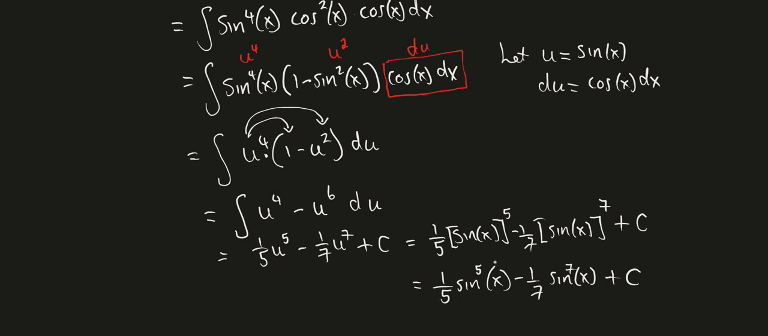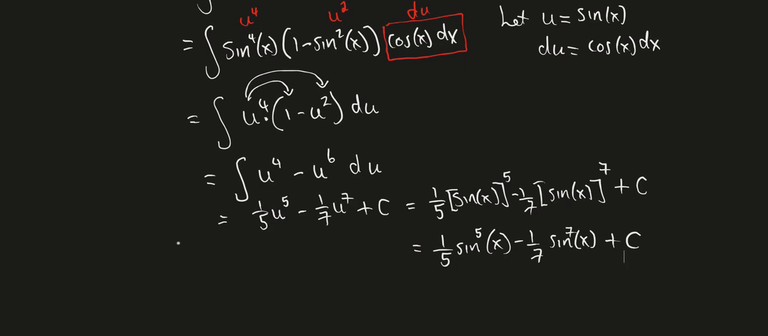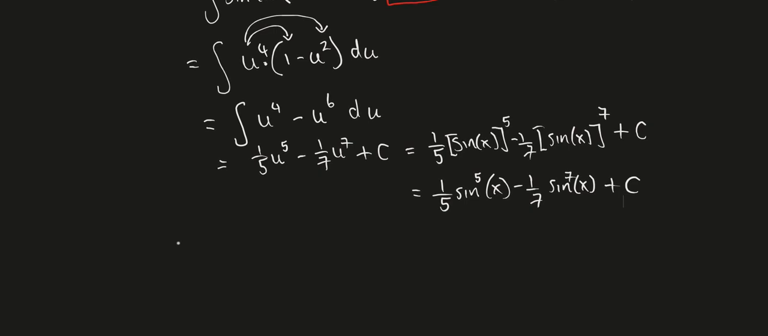So that's what it looks like if you have an odd power as a power of cosine. And it's similar if you have an odd power for sine. In fact, you can have it for both. Let me write down the procedure.